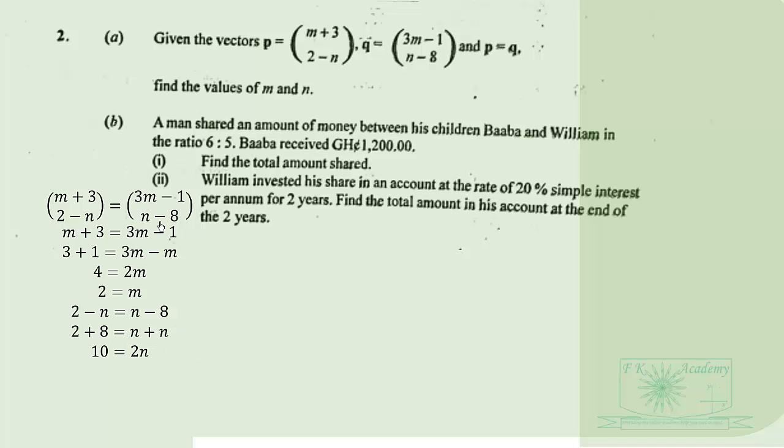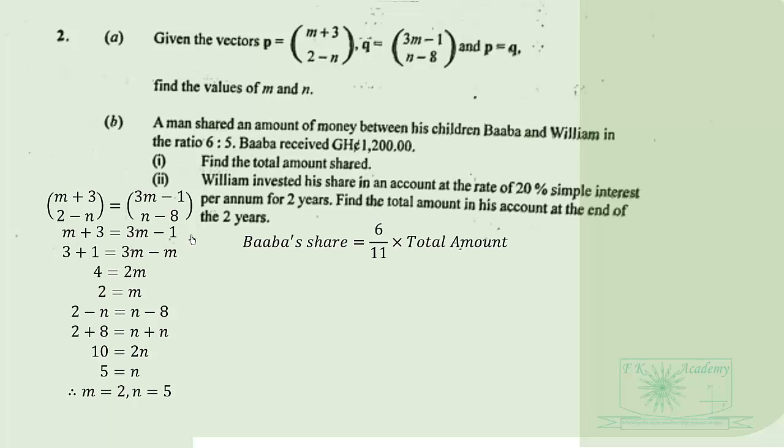then we group like terms, we divide through by 2, and we get, once again, n to be equal to 5. So we are done with the A part of question 2. So m is 2, and n is 5.